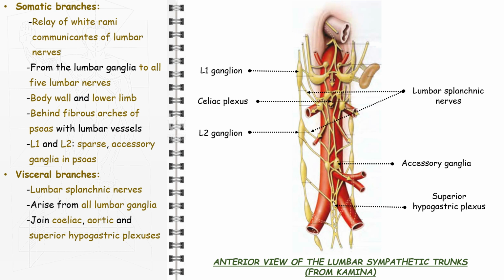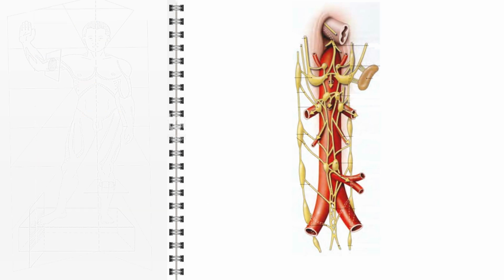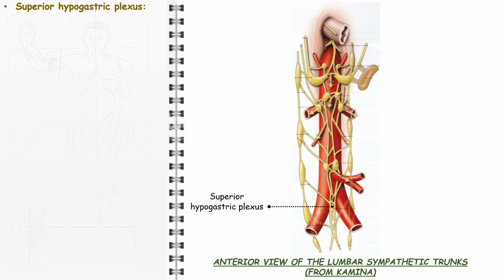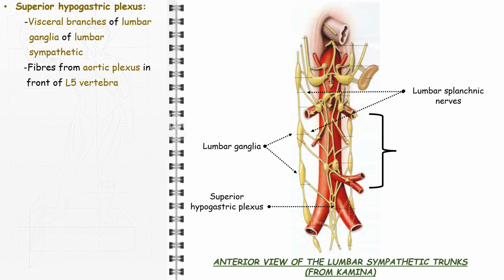Those from the 3rd and 4th ganglia pass respectively in front of and behind the common iliac arteries, so forming loops under those vessels. They join with each other and with fibers from the aortic plexus in front of L5 vertebra to form the superior hypogastric plexus. This was previously known as the presacral nerve but was a misnomer. It is prelumbar, not presacral, and is not a single nerve but a plexus.